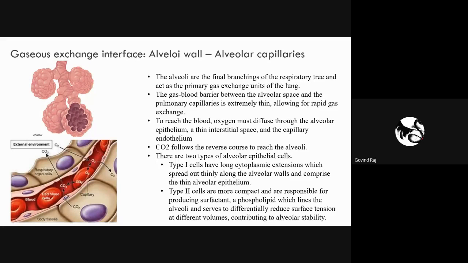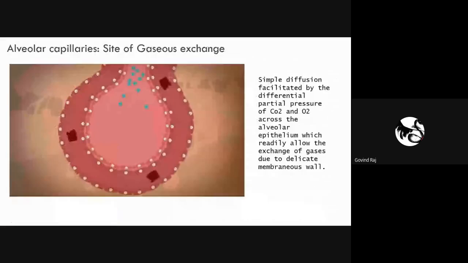That is, if the partial pressure of oxygen is higher in the alveolar air, then the partial pressure of carbon dioxide is lower there. Comparing to the blood, there is a higher partial pressure of carbon dioxide in the blood and a lower partial pressure of carbon dioxide in the alveolar air. So the carbon dioxide gets diffused into the alveolar air, whereas the oxygen from the alveolar air goes into the blood vessels. So this is what happens there.